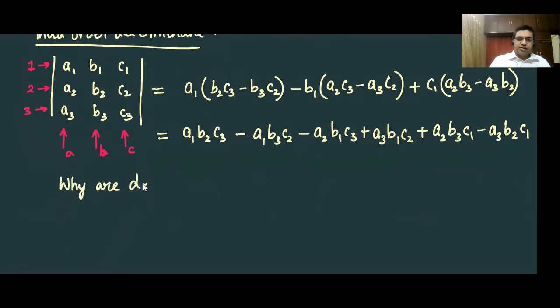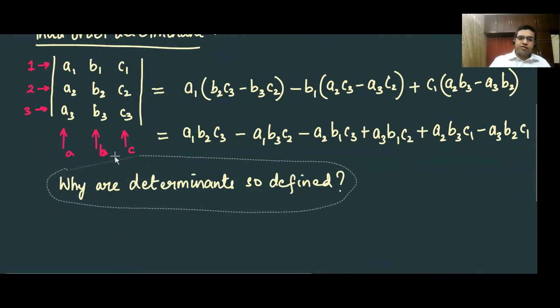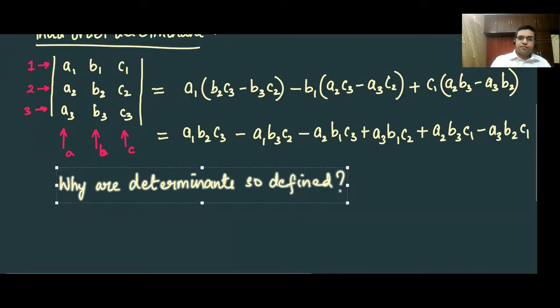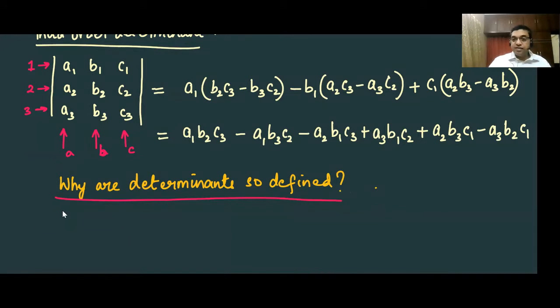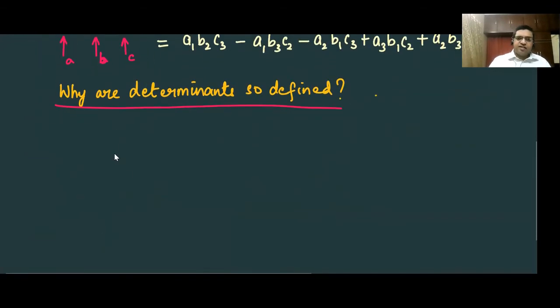So why are determinants so defined? Why the strange way, but we use it, we use this definition so much. So why are the determinants so defined? Now the answer to this lies at the heart of the solution to linear simultaneous equations. So let us consider this.